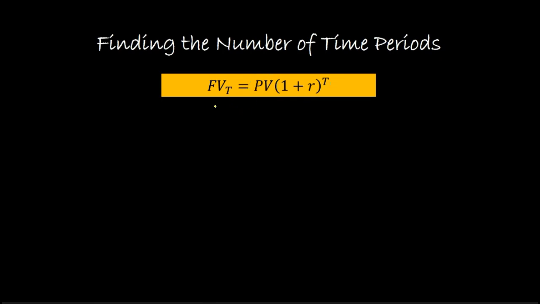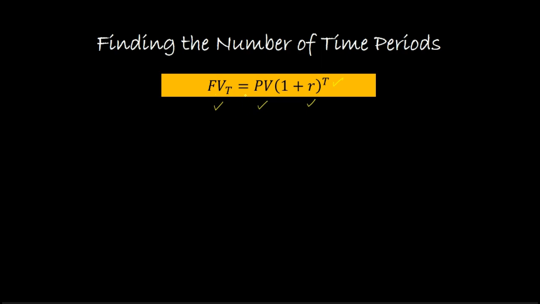Specifically, notice that this equation really is composed of four variables: future value, present value, R, and T. Whenever three of these variables are known, you can rearrange it in some way to figure out the fourth one.